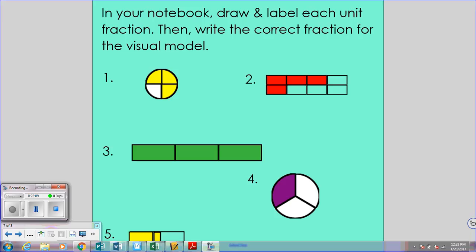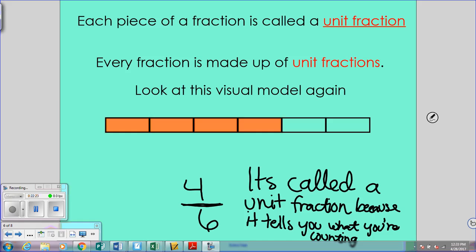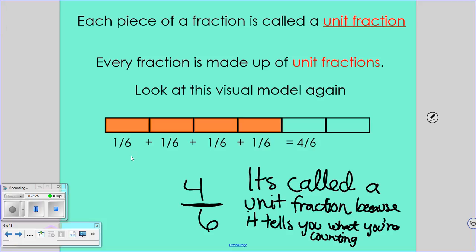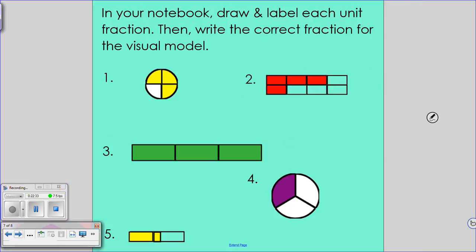Alright, so got my first one drawn. Someone tell me for my yellow fraction, what's going to be my unit fraction sentence? Think back to what we were just doing with unit fractions. We were here. My unit fraction sentence: 1/6 plus 1/6 plus 1/6 plus 1/6 gives us the fraction of 4/6. Looking at number 1, what's going to be my unit fraction sentence?